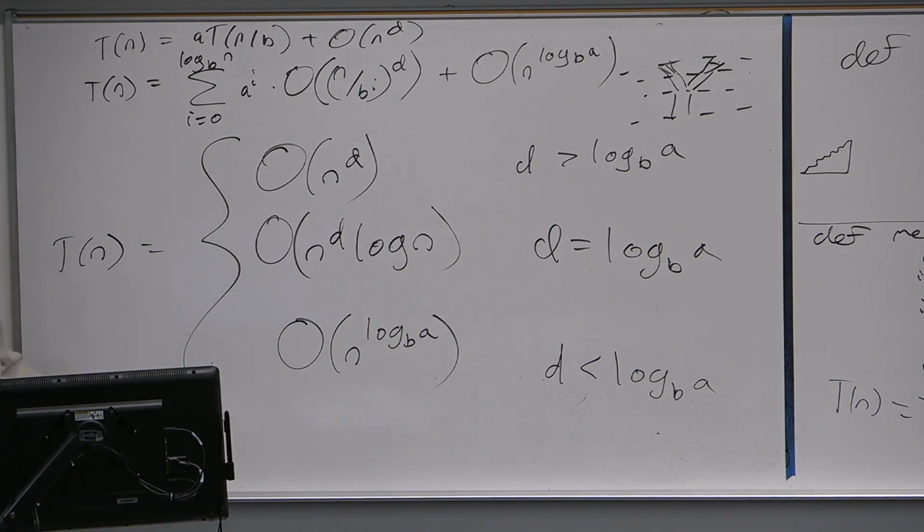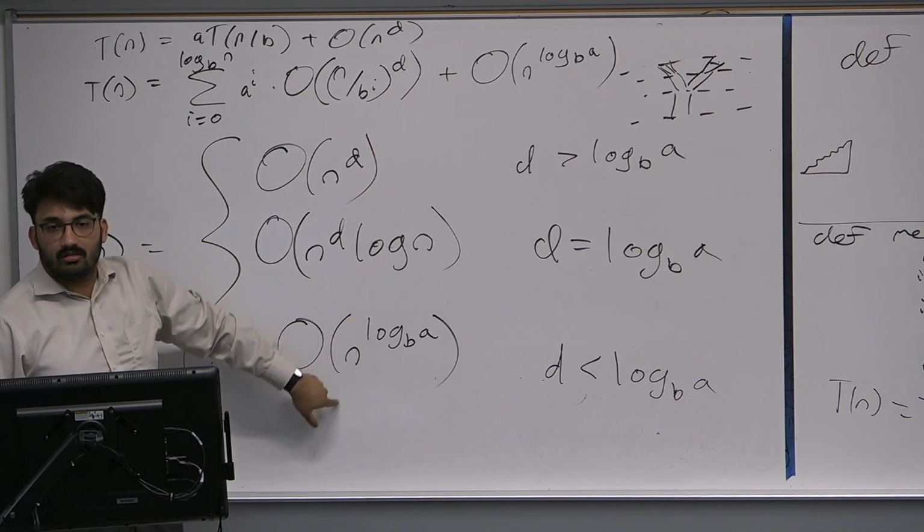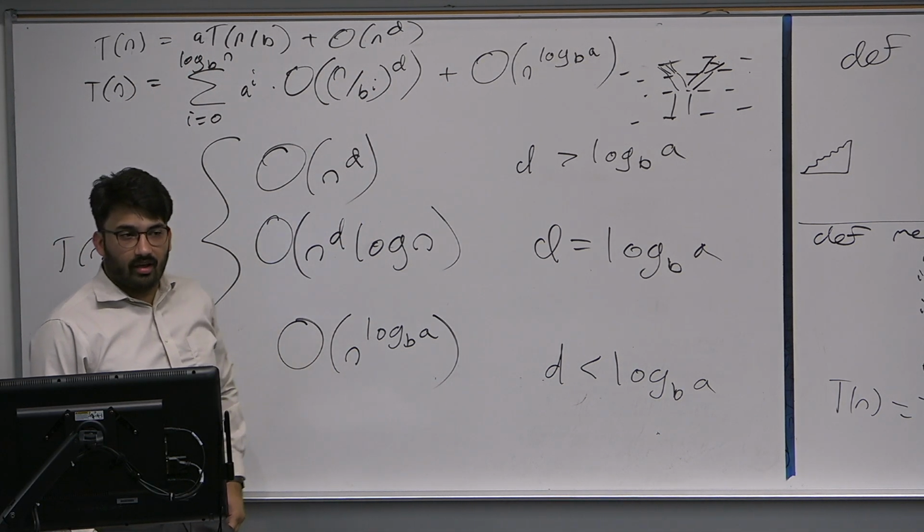This is the master theorem. These three cases, take a runtime like this. Don't even look at it. Just take the a, the b, and the d, and then you get these three things. That's how you compute which one is faster, right?